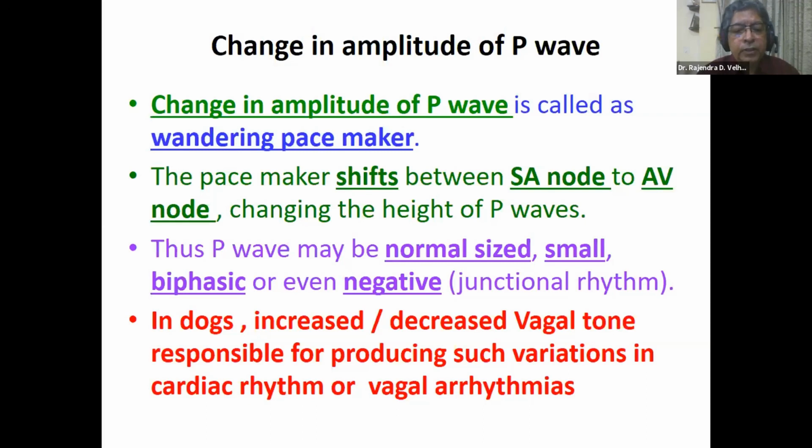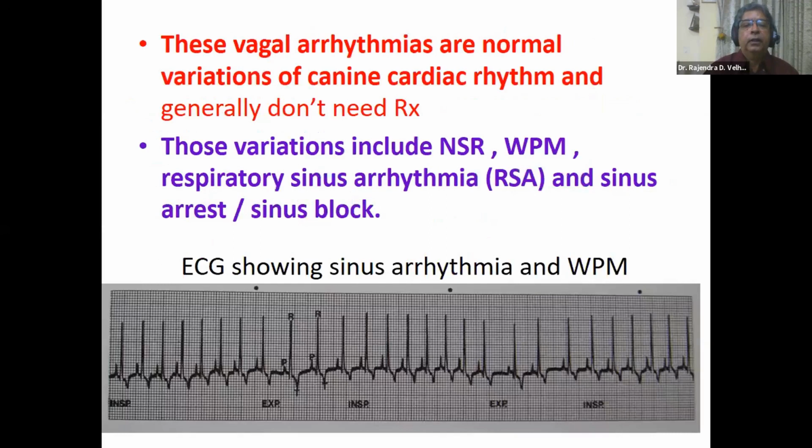Now, in dogs, increased or decreased vagal tone is responsible for producing such variations in the cardiac rhythm. And these are also classified as vagal arrhythmias. These vagal arrhythmias include normal sinus rhythm, wandering pacemaker, respiratory sinus arrhythmia, sinus arrest, or sinus block. These vagal arrhythmias are a normal variation of canine cardiac rhythm and usually don't require any treatment.